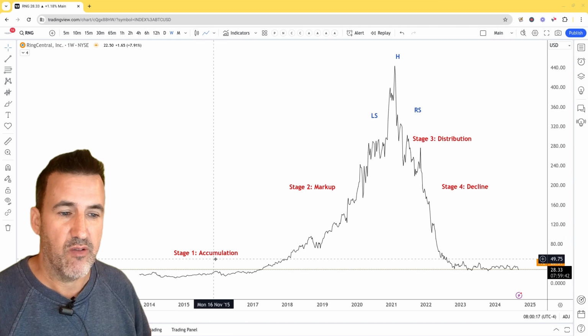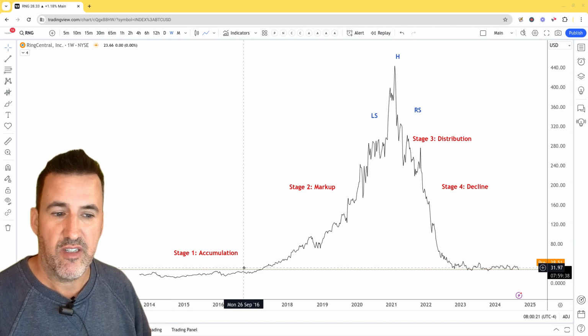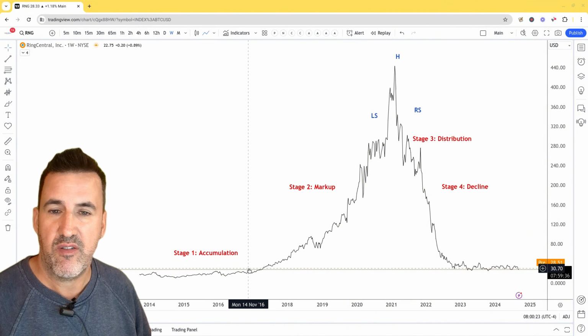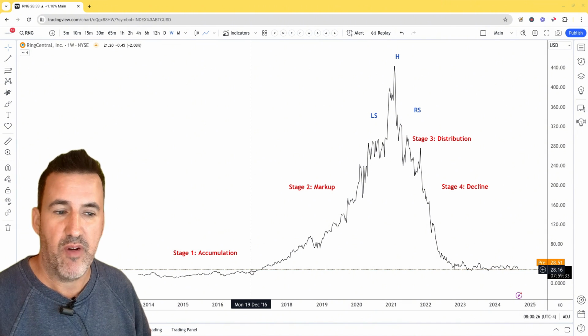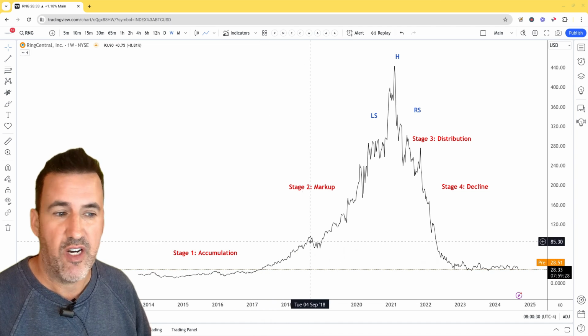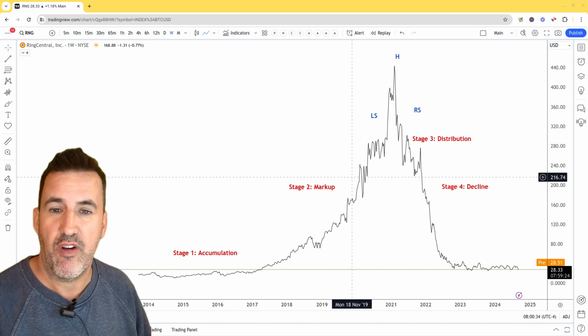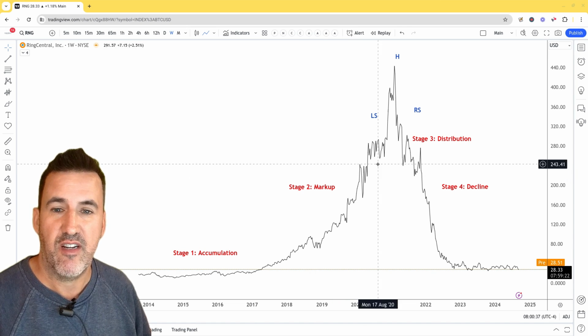So take a look at this here. We see the stage 1 accumulation, and that's basically a consolidation sideways pattern as you know, energy builds up and buyers start accumulating the stock. And then once we break out to new highs, we have a stage 2 markup, and that's where you want to be long the stock or the asset.